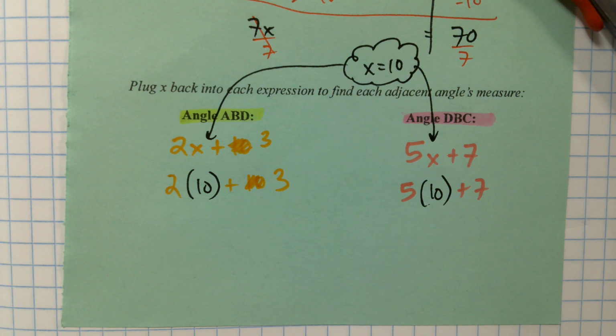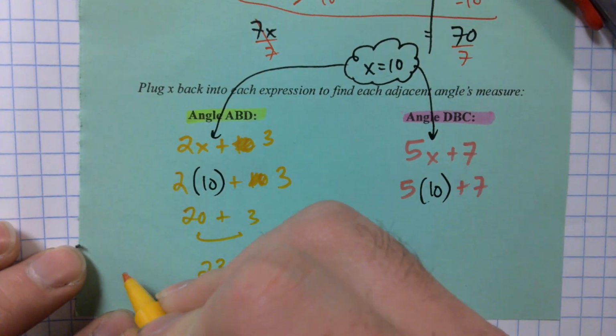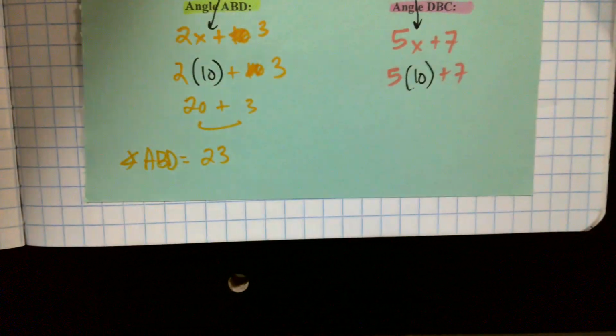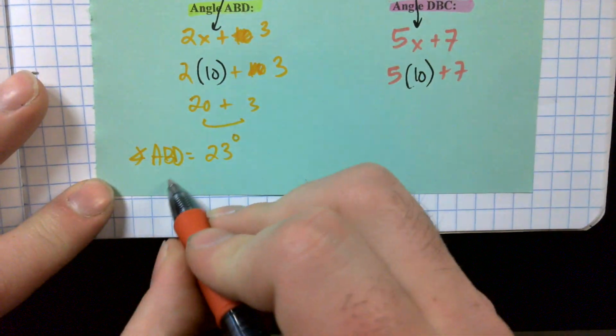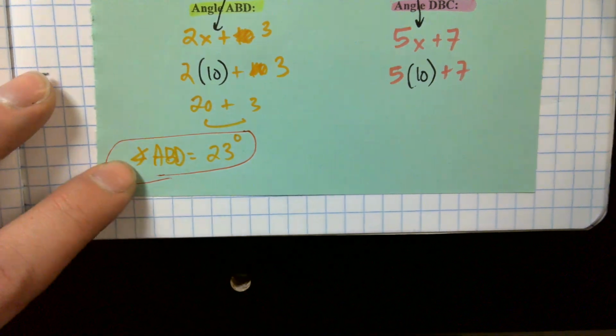So for angle ABD, I took the expression 2x plus 3. I'm going to take the x value I just found, which is 10, and I'm going to plug it in. What is 2 times 10? 20. What's 20 plus 3? 23. So I could say angle ABD is equal to 23 what? Degrees. Everybody see how we found 23?